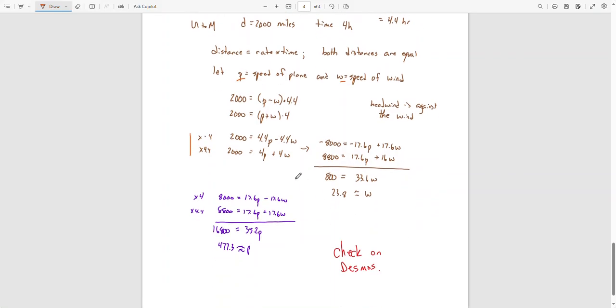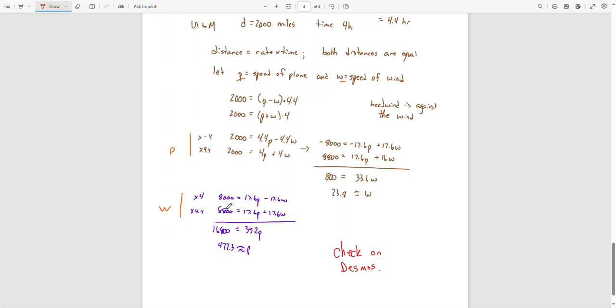So I did it again. And I used the same set of equations. And this time I eliminated W. All right, so if I eliminate W, already has opposite signs. I should have went with that in the first place. There I go. When I multiply by 4, I multiply by 4.4. It's the same thing. The only thing that's changed here is I didn't multiply by the negative sign in the top. So it's a positive 8,000, a positive 17.6p, and a negative 17.6w, because these w's are going to cancel out.